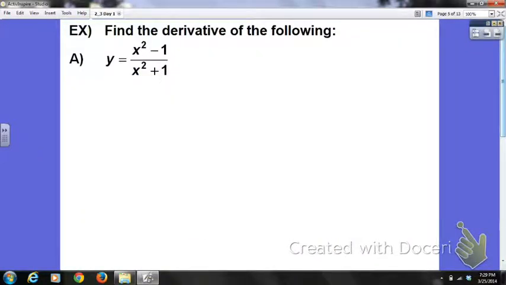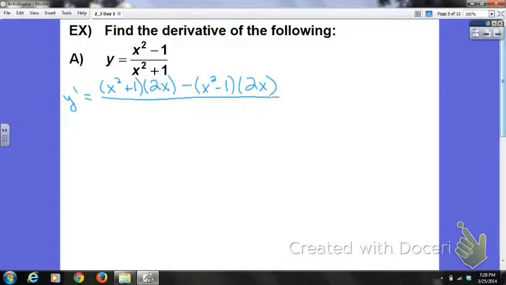Let's jump straight into our first example to see how the quotient rule works. So, we have y prime is equal to low d high, which means take the low, the denominator, x squared plus 1, times the derivative of the high, which is just 2x, the derivative of our numerator, less, subtract, high, our numerator, x squared minus 1, d low, which is the derivative of the denominator, which is just 2x, all over denominator squared. There we go. Now let's clean it up.